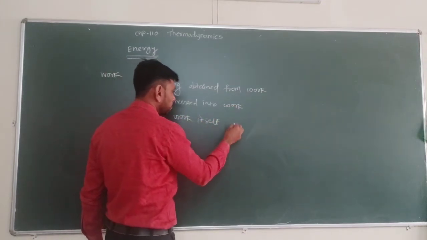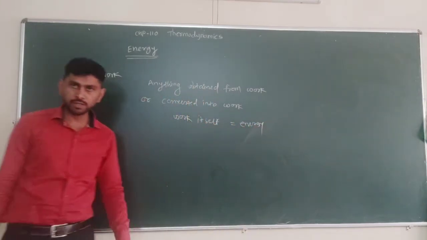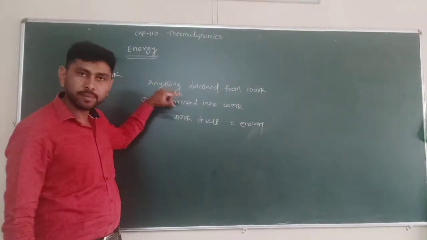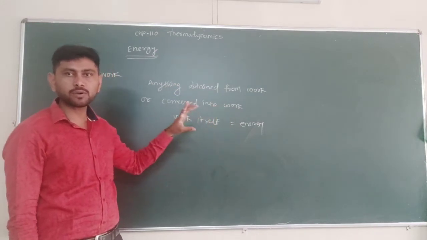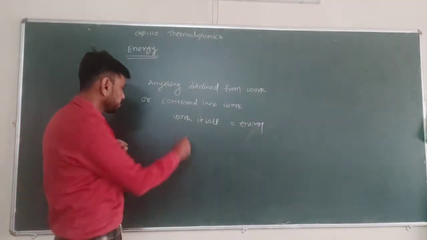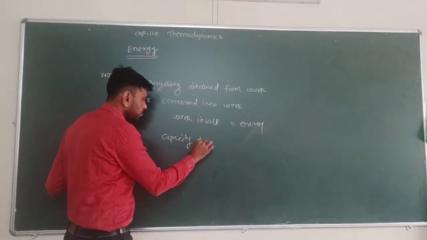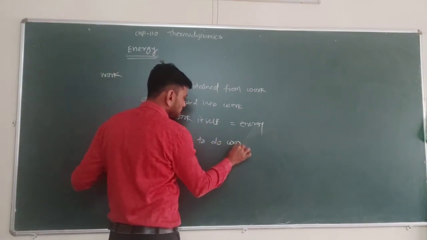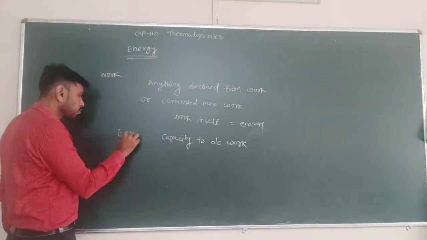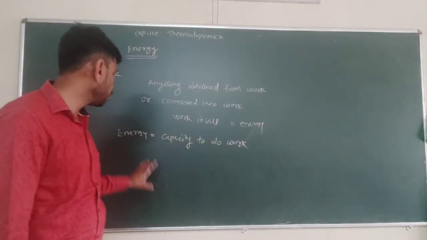Work itself is called energy. In simple language, we say anything that is obtained from work, or may be converted into work, or work itself, is called energy. Or in more simple language, we can write: the capacity to do work. Energy is the capacity to do work.